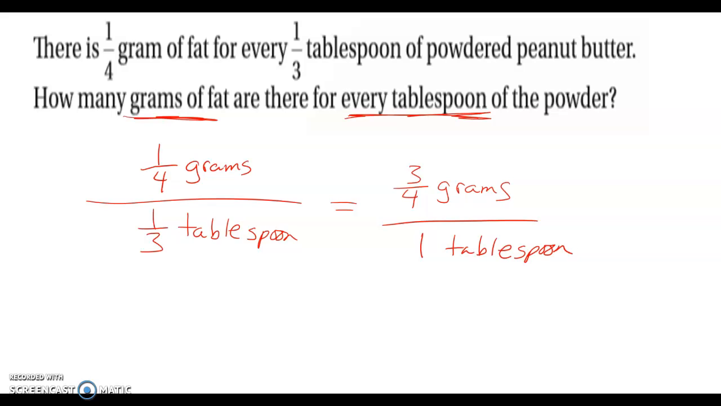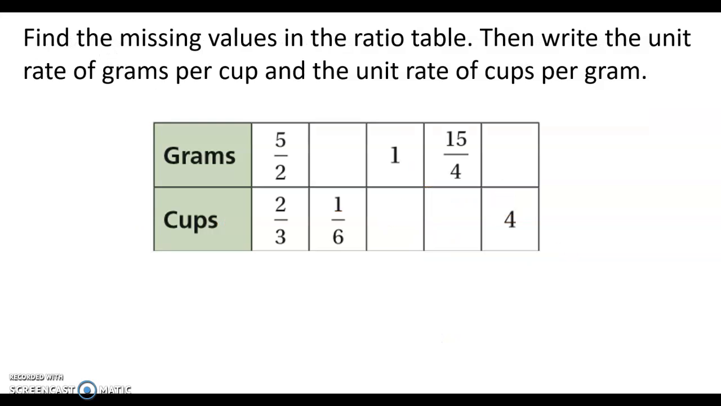So remember, with unit rate, you're going to do the top divided by the bottom. All right, go ahead and turn the page in your notes. We're going to find the missing value in the ratio table. Then write the unit rate of grams per cup, and the unit rate of cups per gram.